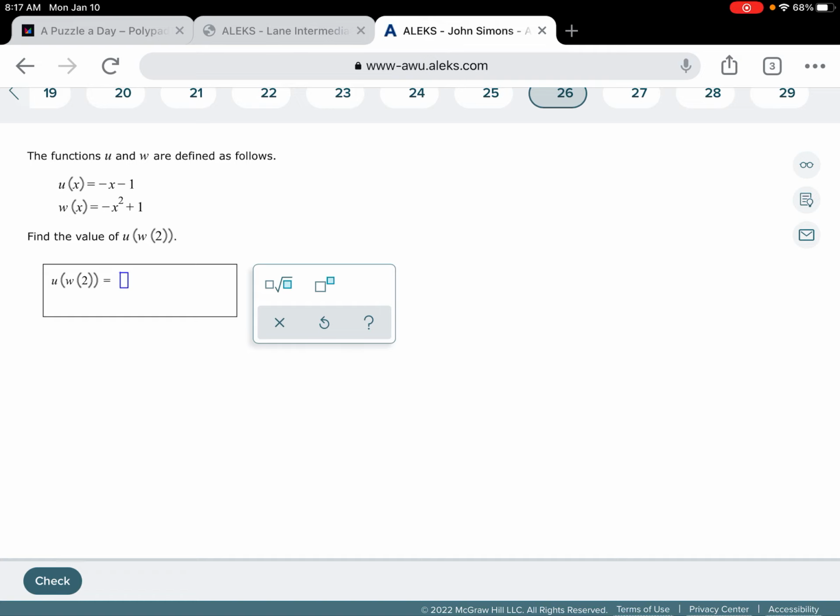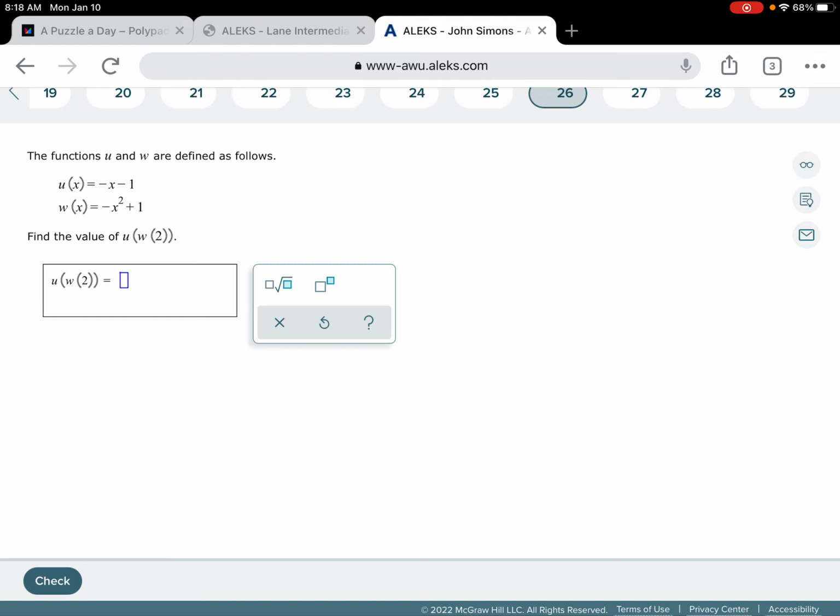All right, good morning. We are going to look at the topics that correspond with number 26 and number 27, which are the last two that we're going to work on from this unit, given our time constraints. So what we're going to talk about today is something called composition of functions.